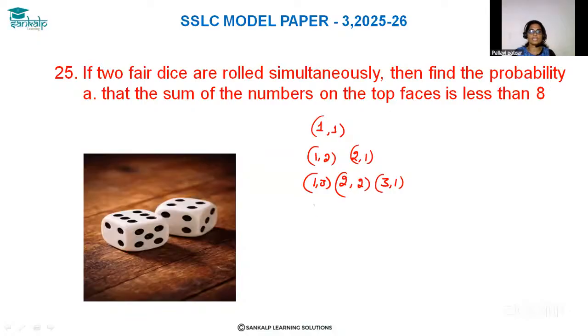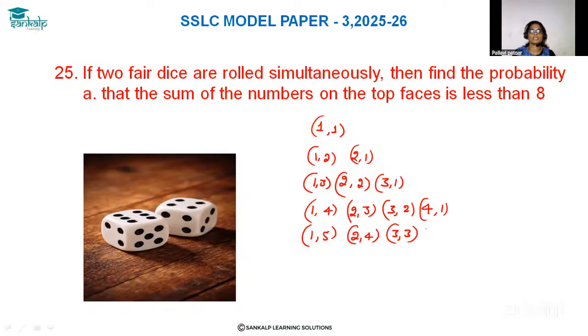Okay, so similarly 1, 4, 2, 3, 3, 2, 4, 1. Okay, 1, 5, 2, 4, 3, 3, 4, 2 and 5, 1 can fall. So look, 5 plus 1 means 6. It is below 8.